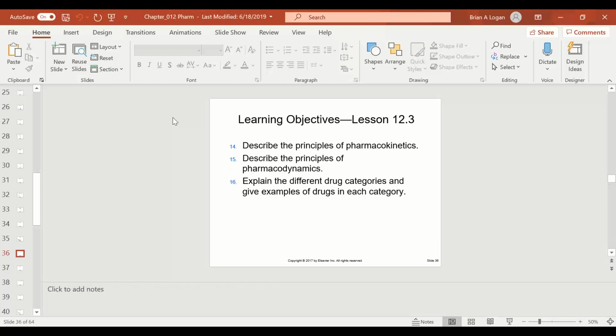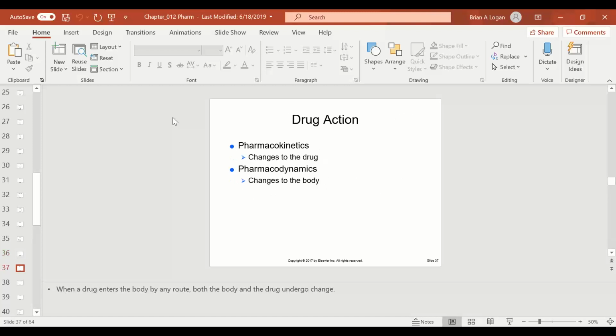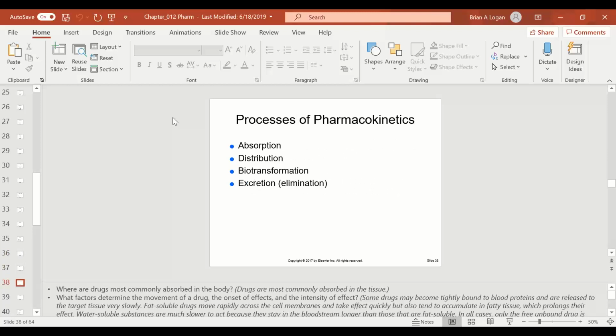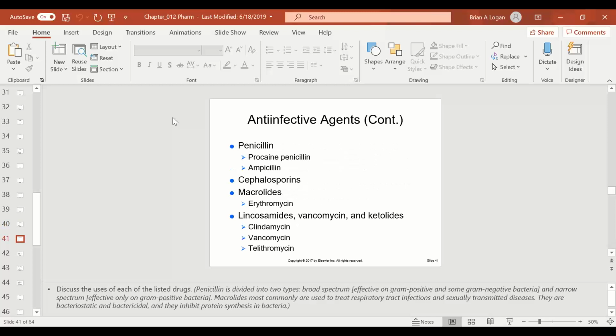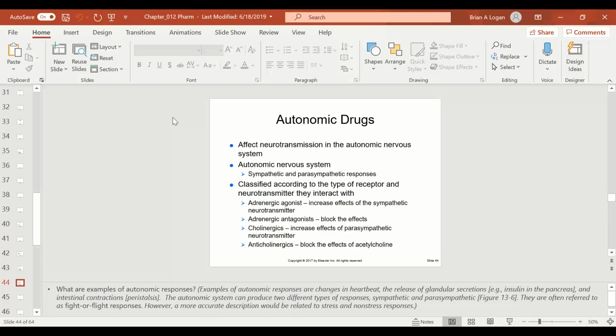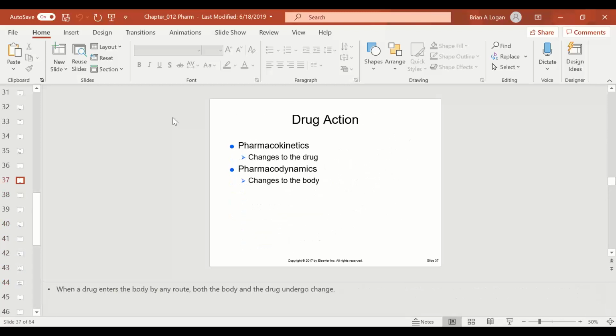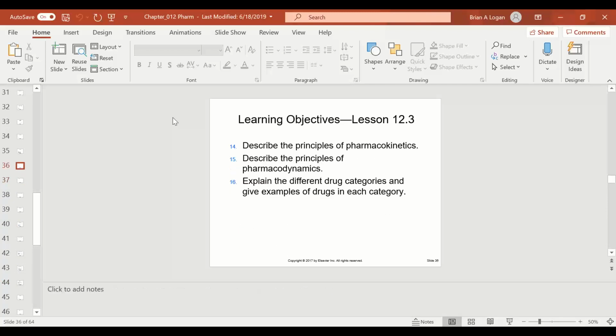Let's see, I'm going to go ahead and stop there, because as we get into the rest of these, we're going to be talking about some of these categories of drugs, and then a lot of the drugs that we most often use in the OR under each one of those categories.